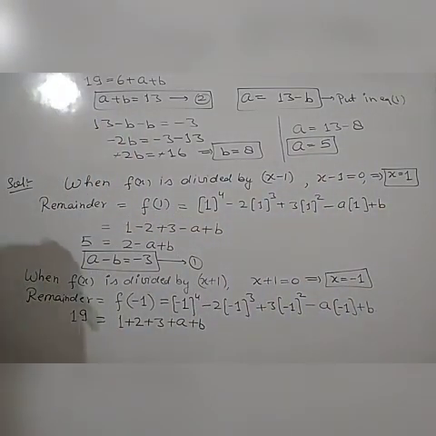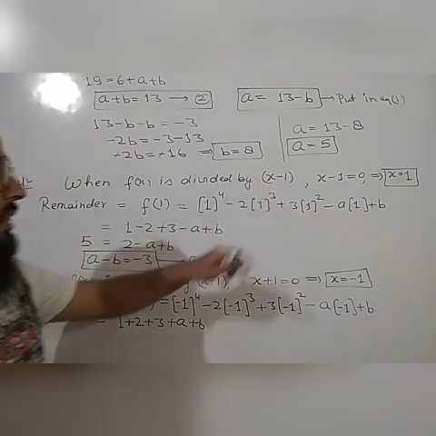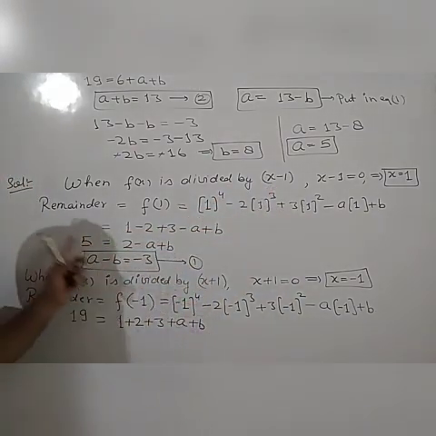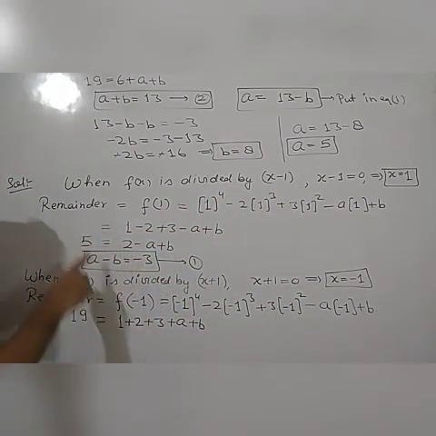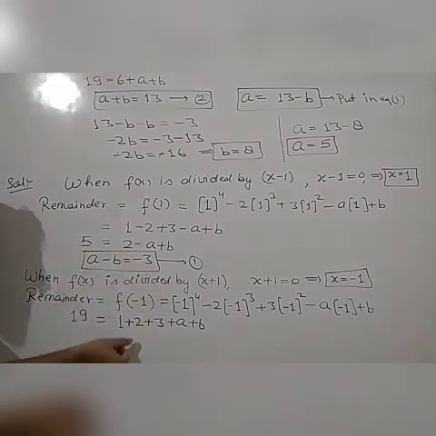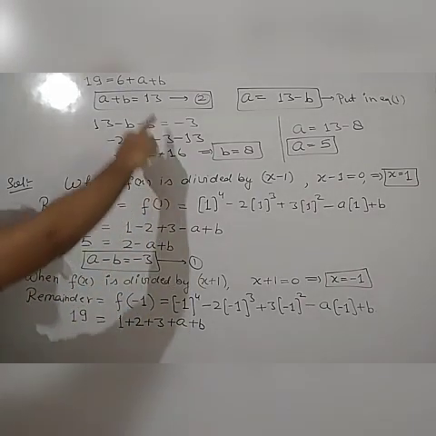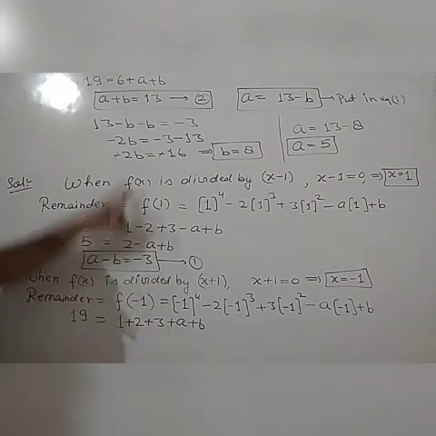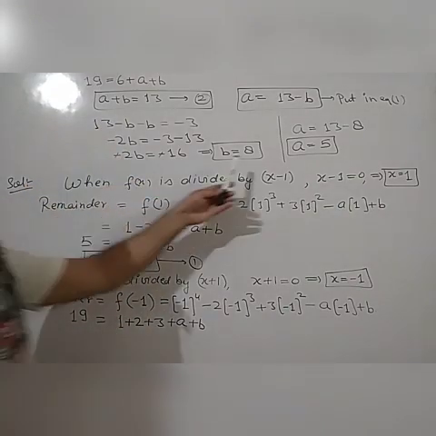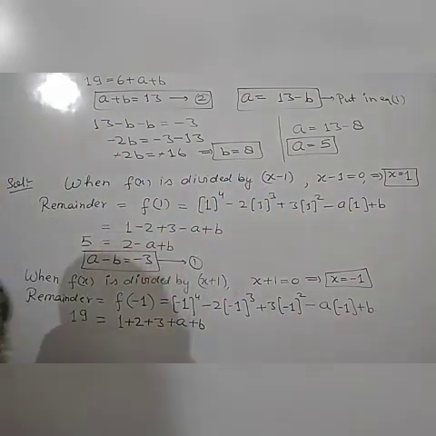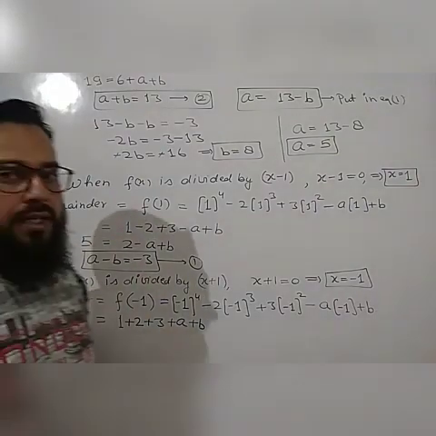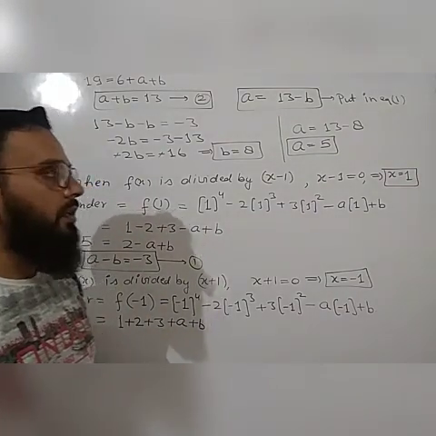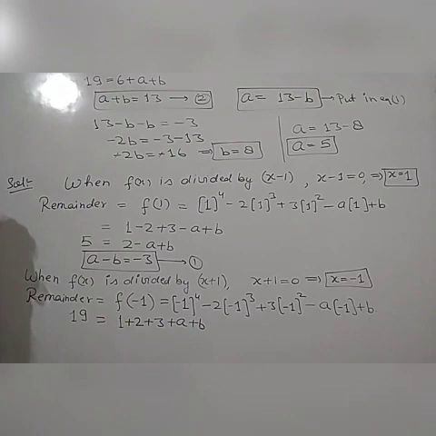Okay, so by dividing with x minus 1 and x plus 1, we were given the remainders. By those remainders, we form two equations, equation number 1 and equation number 2. And by solving these two equations, we get the values of a and b. But the question is still not complete. We have to solve it further. So first note it down up to here.